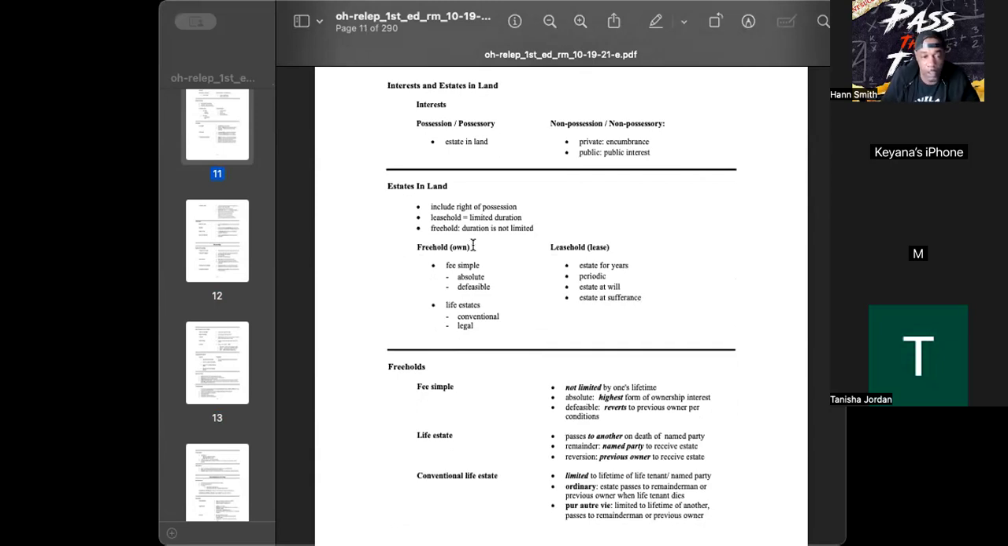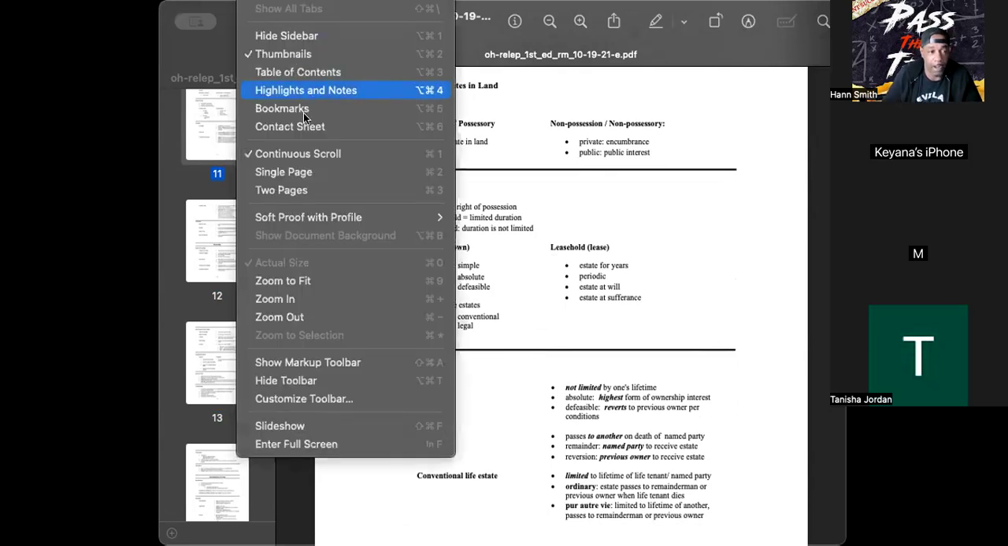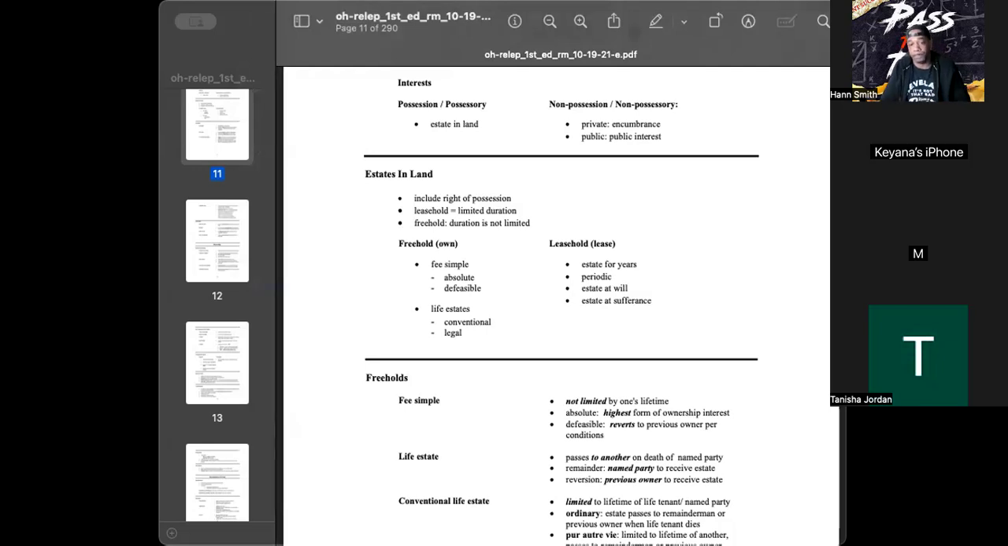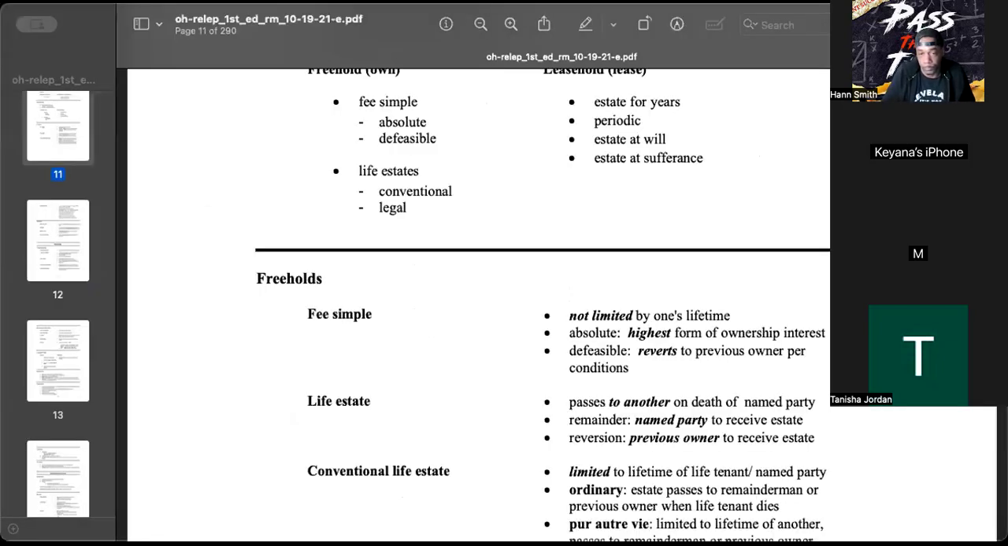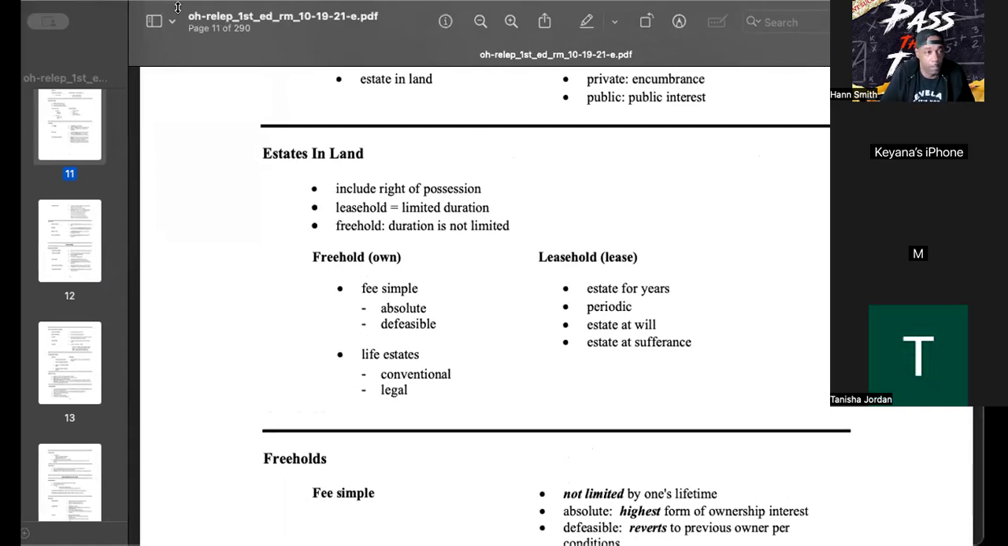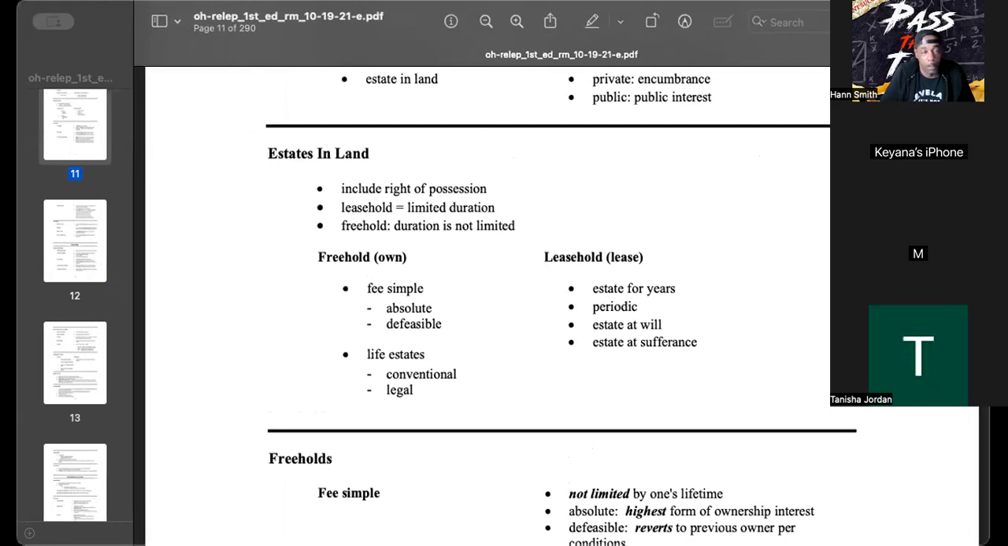On that test, you're probably going to get a freehold question. Now, what is a freehold estate? A freehold estate, and write this down, means you own it. You see "own" right here? Write that down. Let's zoom in. Yeah, that's real big.